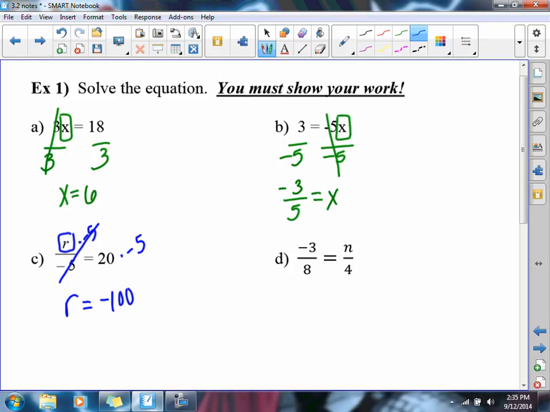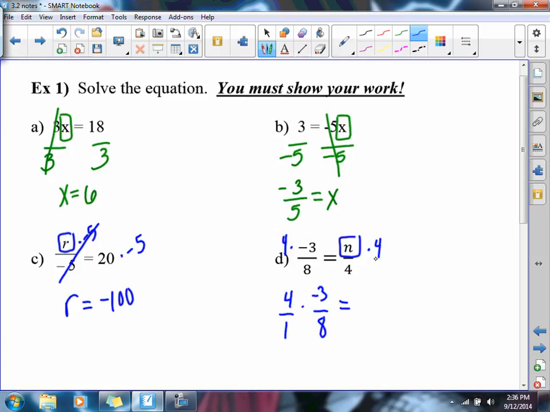Now in part D, the variable is written on the right side this time instead of on the left side like in C. In part D we have negative 3/8 equals n over 4. I'm going to box in that n. n is being divided by 4, so that's what I have to undo. I have to do my inverse operation. The inverse of dividing is multiplying, so I'm going to multiply by 4. I'm going to rewrite this down below so I can see it clearer. I have 4 over 1 times negative 3 over 8.